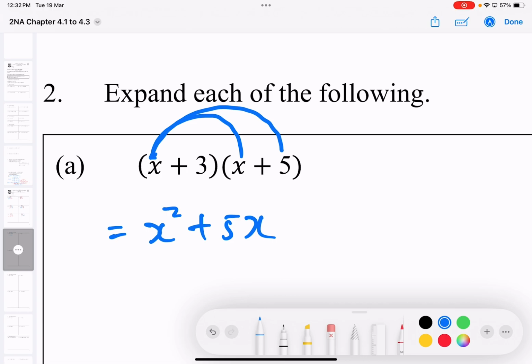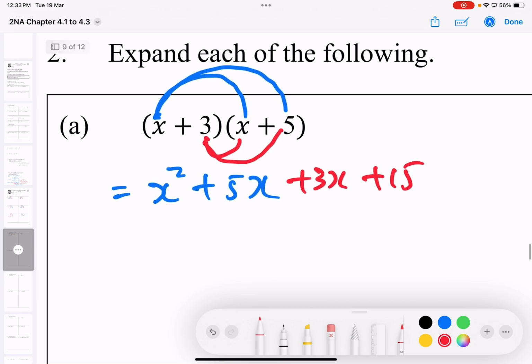So the first part is really the same thing. I don't care about the 3 at all. I just expand the x times x, then x times 5. Then next step, what do I do? The first part, I don't care about the 3. Next part, I don't care about the x. So I do the second part. 3 times x gives me plus 3x. 3 times 5 gives me plus 15.